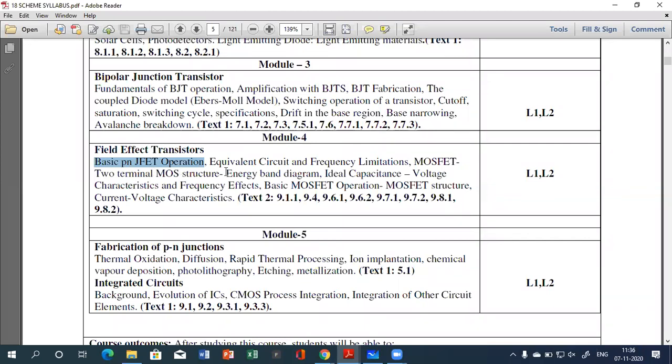Now today we will move on to the next topic: equivalent circuit and frequency limitations. In this topic, we are going to discuss how this JFET can be drawn using equivalent circuits. Equivalent circuits are nothing but replacing this JFET by equivalent components like resistors, capacitors, current source, and voltage source. I am going to use such components.